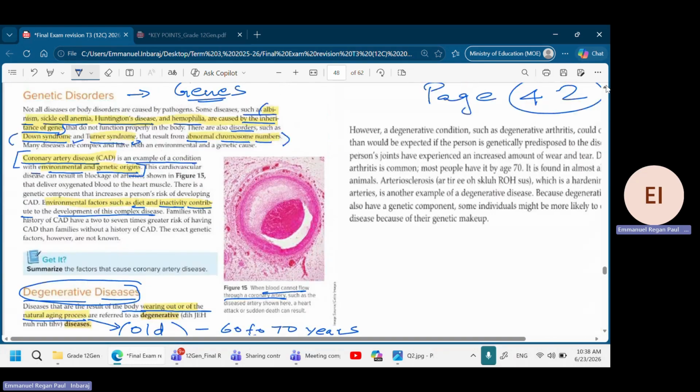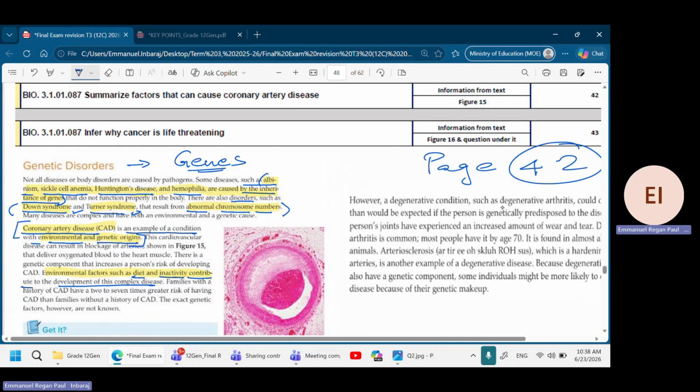Let's look at it. One example of degenerative disease is degenerative arthritis. Degenerative arthritis is caused when a person turns 70 years. And also there is another disease called arteriosclerosis. It is also a degenerative disease. So remember, you need to learn the examples, the name of the disease, and which category they belong to.